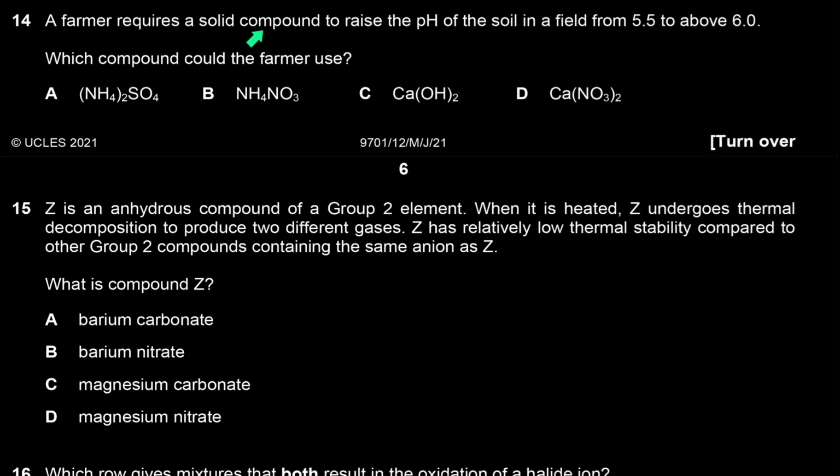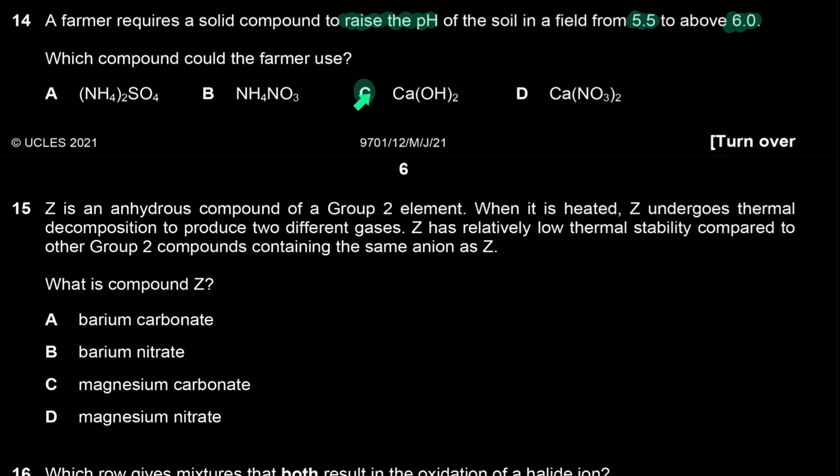A farmer requires a solid compound to raise the pH of the soil in a field from 5.5 to above 6. Which compound could the farmer use? So we want to increase the pH. If we want to increase the pH, we have to use a basic compound. And we know that calcium hydroxide is basic. It'll increase the pH. If you guys remember, calcium oxide, calcium hydroxide, and calcium carbonate are all used to increase the pH of soil or reduce the acidity of soil. So the answer here is C.